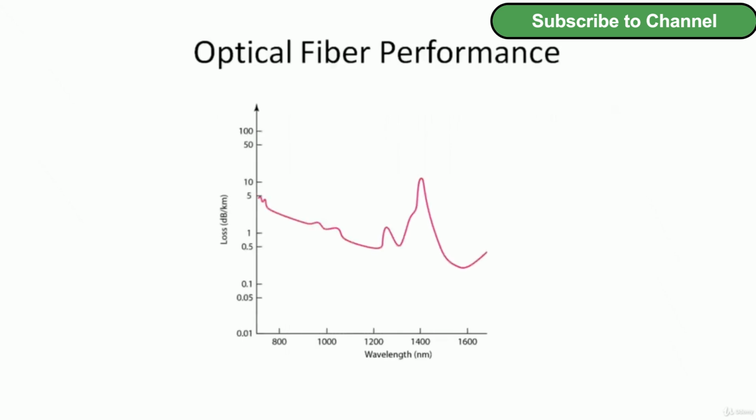Then performance of this optical fiber cable, you can see this as wavelength increases. Before that it is somewhat constant, but as it increases, the loss somewhat increases at this point. But here it is decreasing. Okay, so this is the performance of the fiber optic cable.